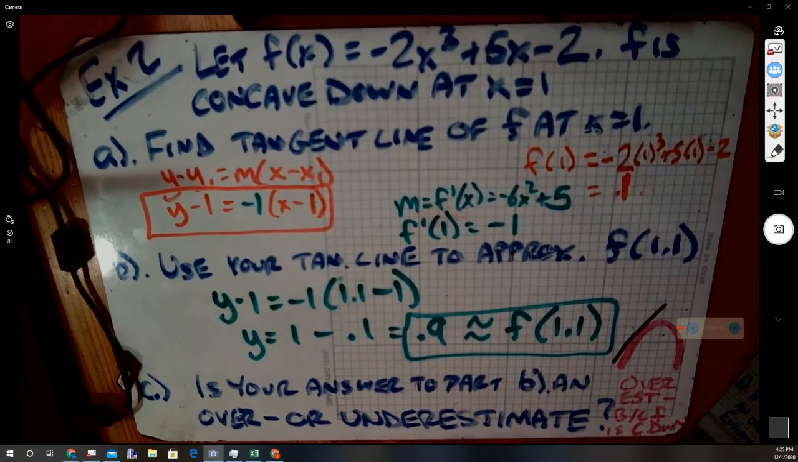Okay? Use abbreviations, help yourself out. But that's it. That's how you set up local linearity and linear approximations to be able to evaluate and analyze functions.